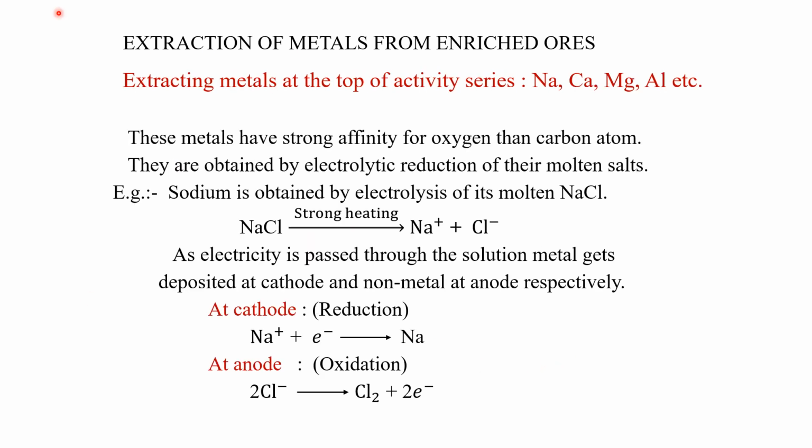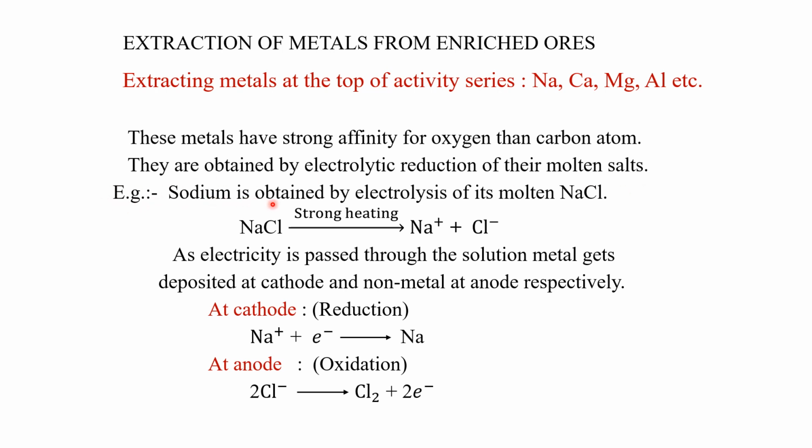Now the third type, that is extracting metals on the top of the activity series. For example, metals like sodium, potassium, magnesium, calcium are extracted by this method. These metals have a stronger affinity for oxygen than carbon, hence they are obtained by electrolytic reduction of their molten form.